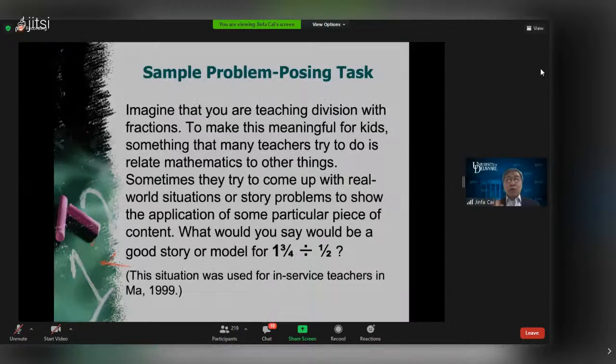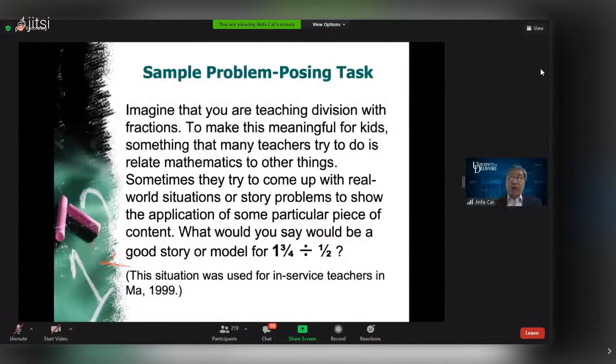Let me give you one more example about a problem posing task, so that hopefully you will have some idea what I mean by problem posing. Imagine that you are teaching division with fractions. To make this meaningful for kids, many teachers try to relate mathematics to other things. Sometimes they try to come up with real-world situations or story problems to show the application of some particular piece of content. What would you say would be a good story or model for 1 3/4 divided by 1/2? See, that's another problem posing task.